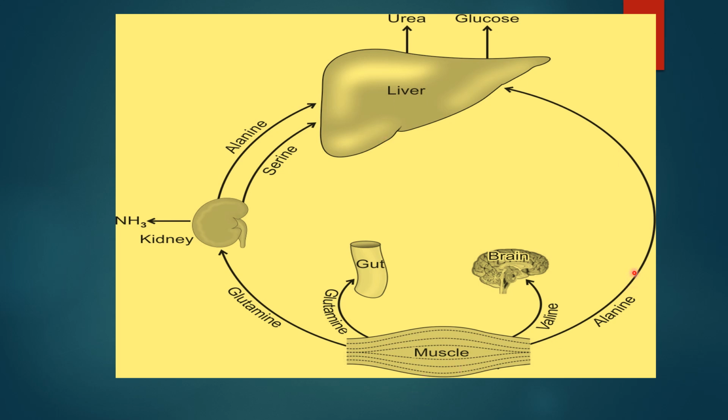So from alanine to pyruvate to glucose, and glucose is utilized by the muscles, generating pyruvate from the glycolysis pathway, and this pyruvate again generates alanine, and alanine again goes to the liver. So this cycle is known as the glucose-alanine cycle.